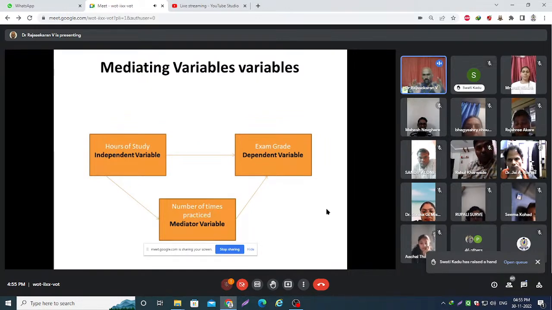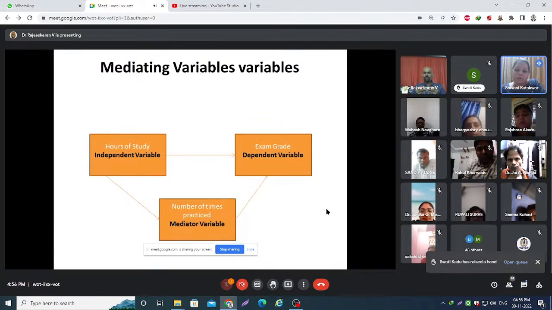I hope you understood the difference between control and moderator variable. Now, what is mediating variable? Somebody else from the same commerce department can answer me. Mediating variables are the variables which intermediate between the dependent and independent variable, which can be a variable with which we can get the help to control the variables.